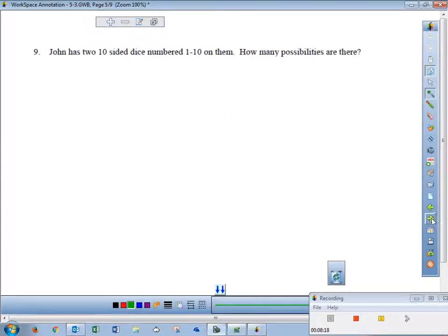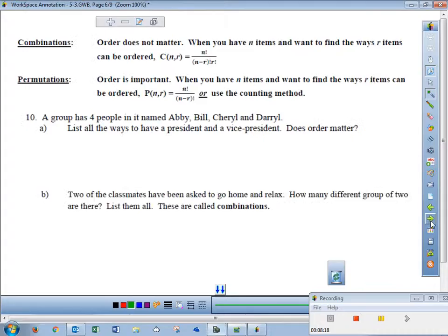All tails. John has 2 10-sided dice numbered 1 through 10 on them, and they're fair. How many possibilities are there when you roll it? So what you can do is you can do the blanks again. On the first die, it's 1 through 10, so isn't there 10 different numbers there? And on the second die, there's 10 different numbers on it. So you multiply those together, and isn't there 100 different combos? It's just like the chart we made on the first problem. It was a 6-sided die and a 6-sided die, where there was 36 total. Well, now a 10-sided die and a 10-sided die. So 100 total.